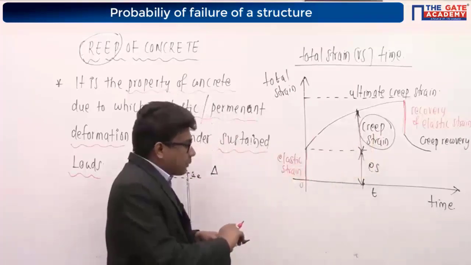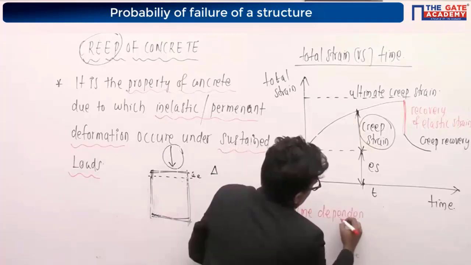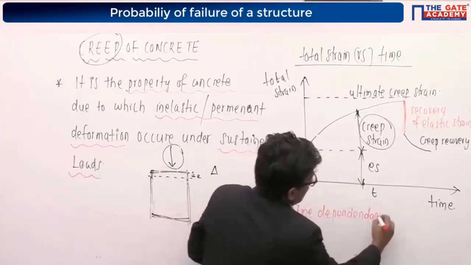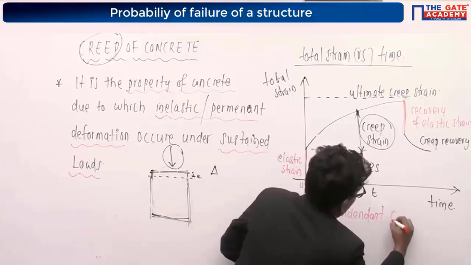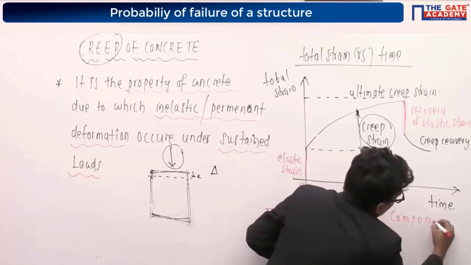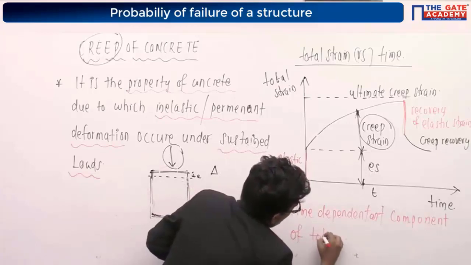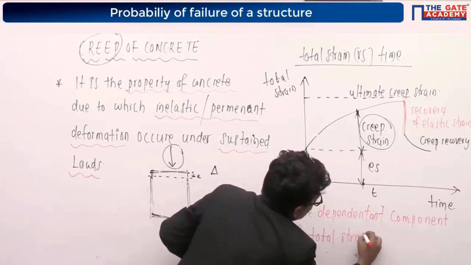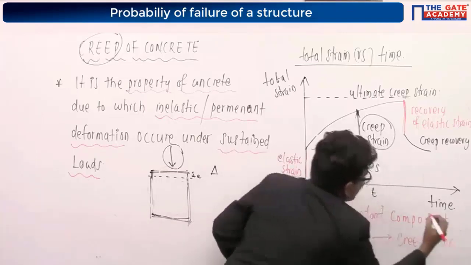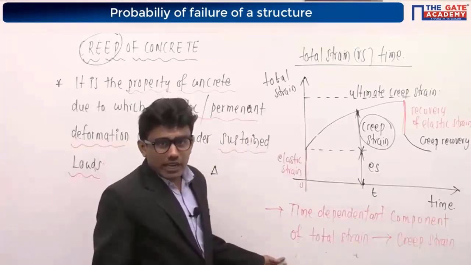Or I am going to call creep strain like this: the time dependent component. Sorry for the spelling, I think it is not correct. Dependent component, I think it's T, right? The time dependent component of total strain is called creep strain in the structure.